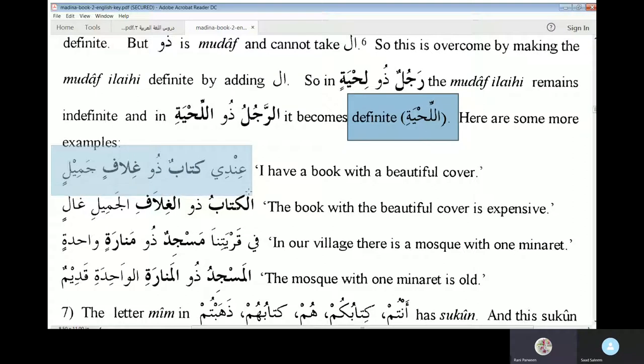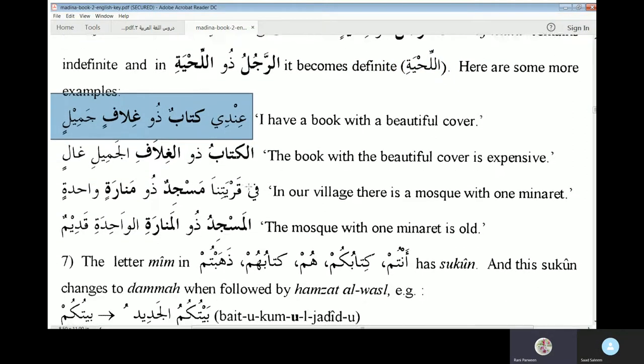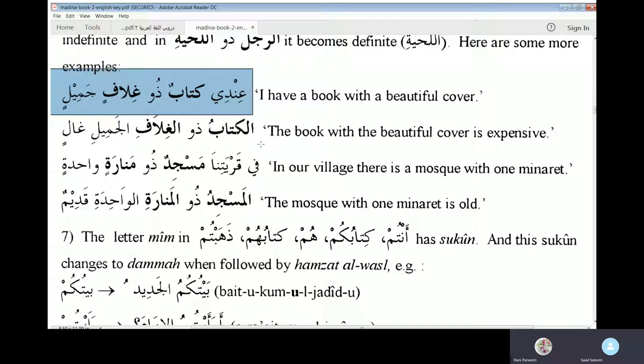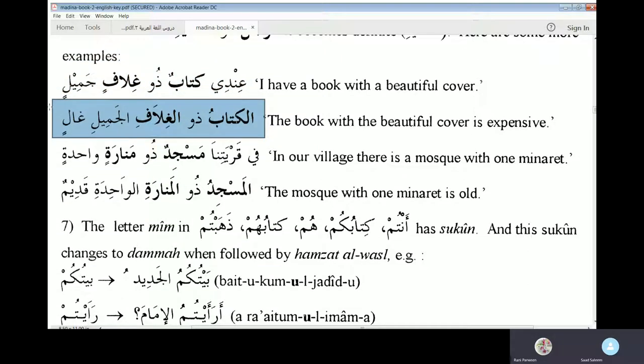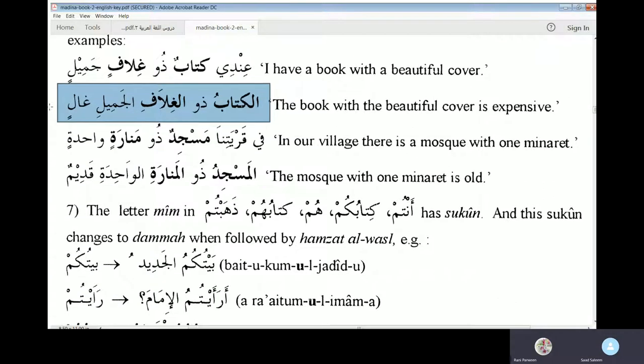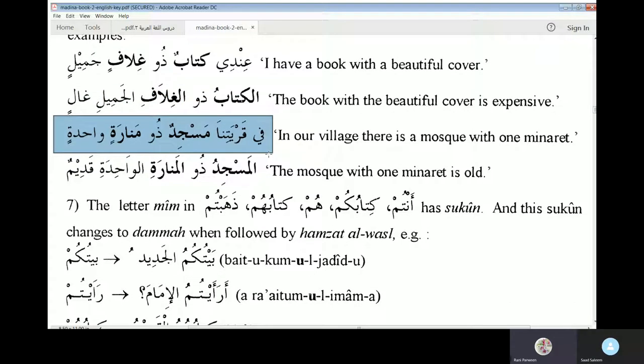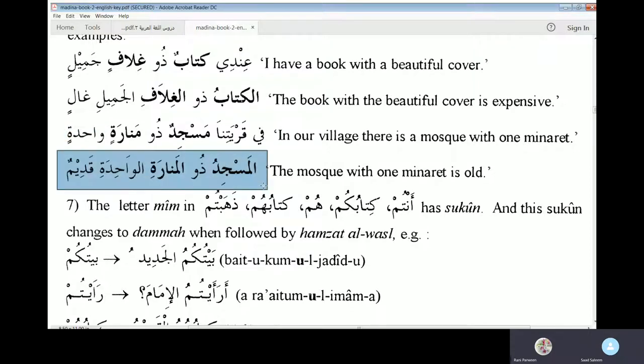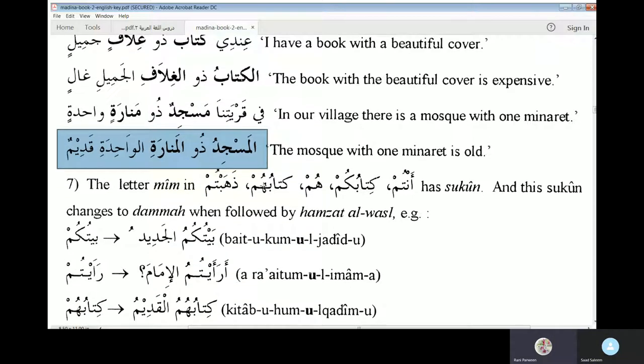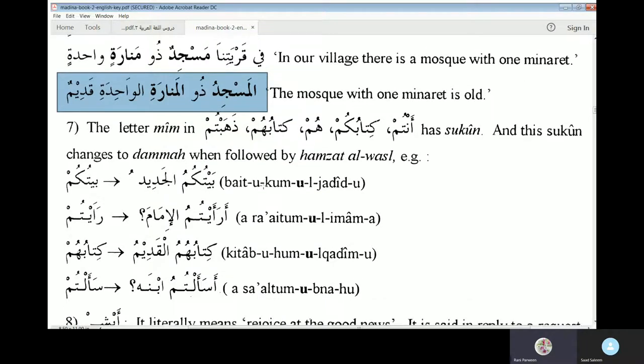Here are some more examples. عندي كتاب ذو غلاف جميل. I have a book with a beautiful cover. الكتاب ذو الغلاف الجميل غال. The book with beautiful cover is expensive. في قريتنا مسجد ذو منارة واحدة. In our village there is a mosque with one minaret. المسجد ذو المنارة الواحدة قديم. The mosque with one minaret is old.